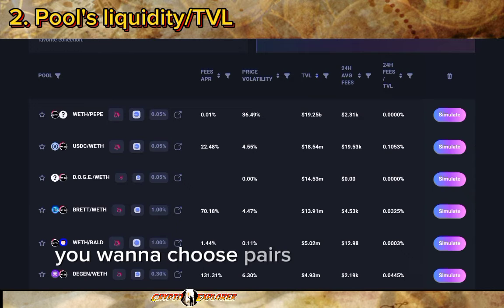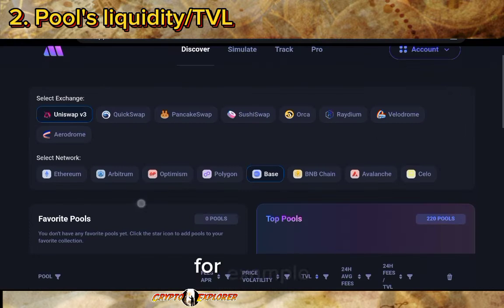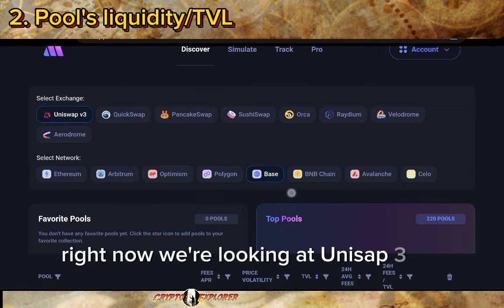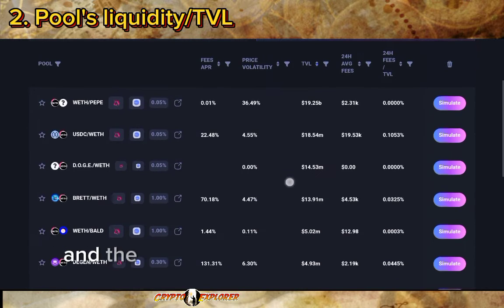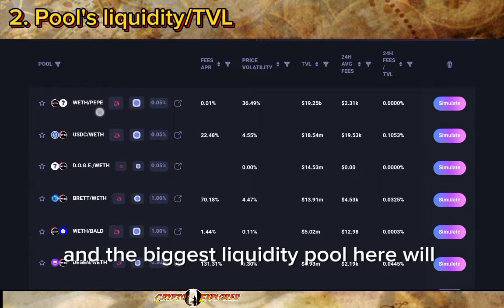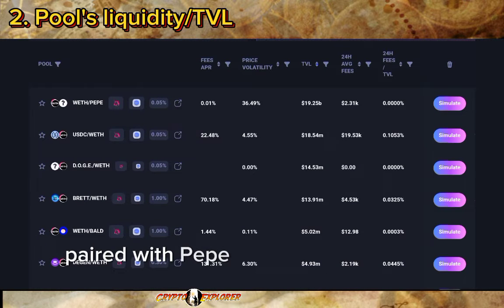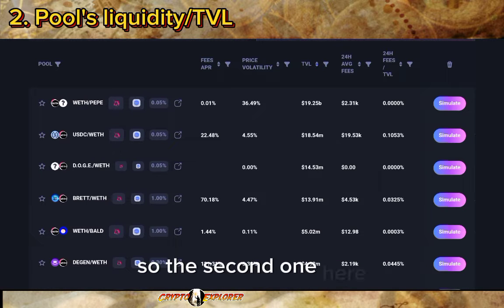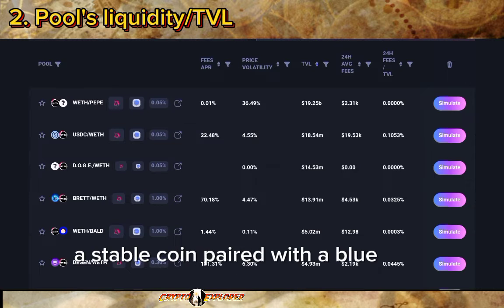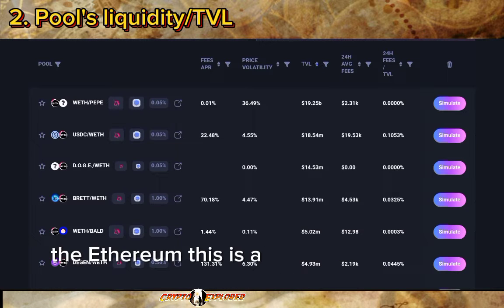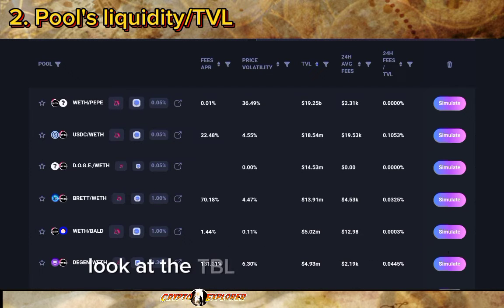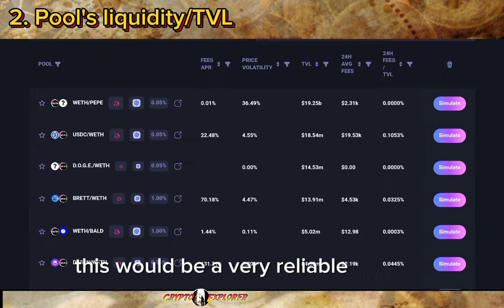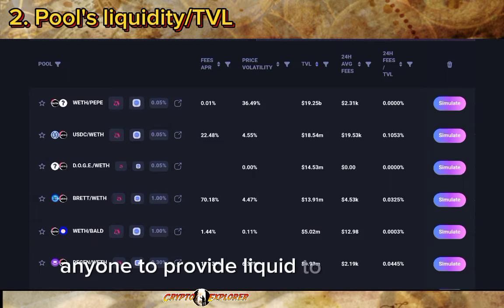You want to choose pairs that have deep liquidity. For example, right now we're looking at Uniswap v3 on the Base chain, and the biggest liquidity pool here has Ethereum paired with Pepe. And Pepe is a meme coin, which is not the type of pool that you want to look at. So the second one here, a stablecoin paired with a blue chip asset, wrapped Ethereum, is a very good liquidity pool. Look at the TVL, almost $19 million.